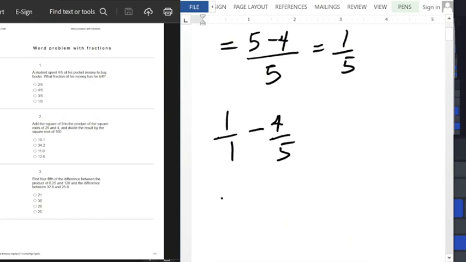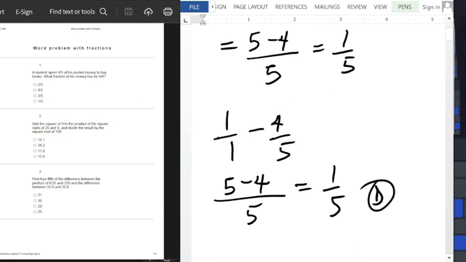Or you can as well have it 1 minus 4/5. You find the LCM, which is 5. 1 in 5 is 5, 5 times 1 is 5, minus 4. 5 times 5 in 5, 1, 1 times 4 is 4. So that gives us 1 over 5. And that is option D. I hope that is clear.